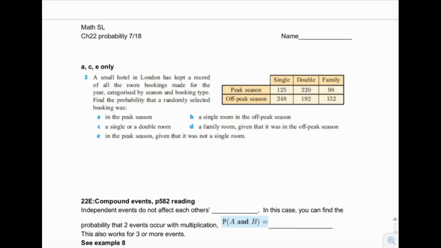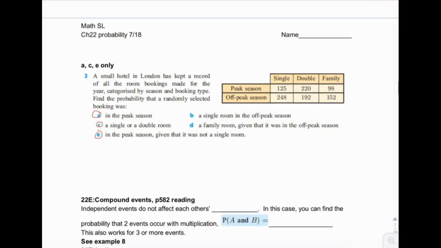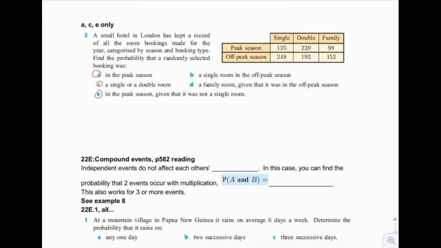Page 7 of probability. Problem 3, we're going to do A, C, and E. A small hotel in London has kept a record of all the room bookings made for the year, characterized by season and booking type. Find the probability that a randomly selected booking was in the peak season, single or double room, in the peak season, given that it was not a single room.